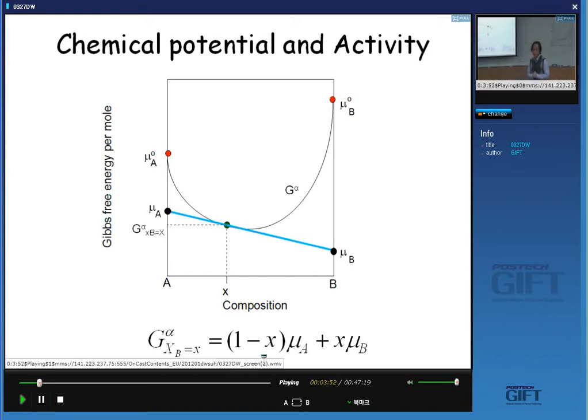Then why do we use this particular line, which is the tangential line of this point? That is the point to understand what is the meaning of the chemical potential. This is the only way to express the free energy of species B which does not change, does not break the equilibrium of the initial state, while maintaining the free energy of the original state.